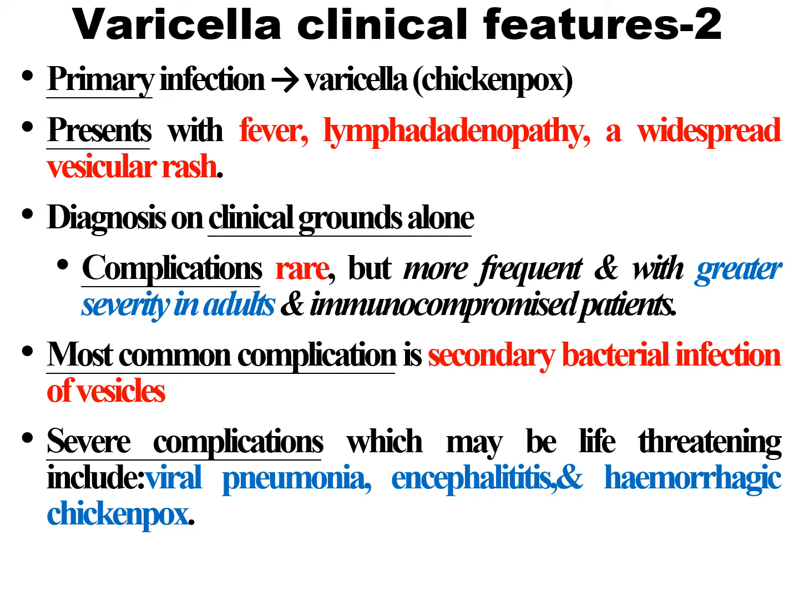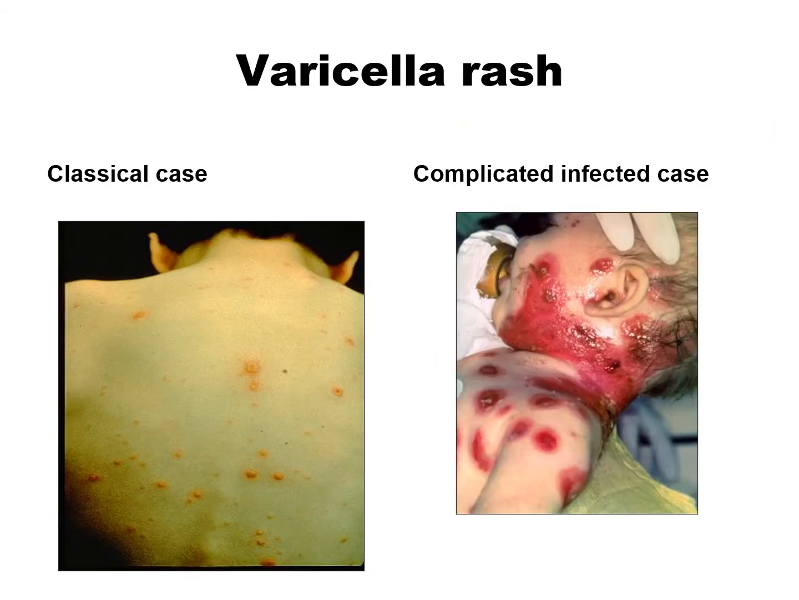Complications are rare but more frequent, with greater severity, in adults. It is severe in adults and immunocompromised patients. The most common complication is secondary bacterial infection of vesicles. Severe complications which may be life-threatening include viral pneumonia, encephalitis, and hemorrhagic chickenpox.